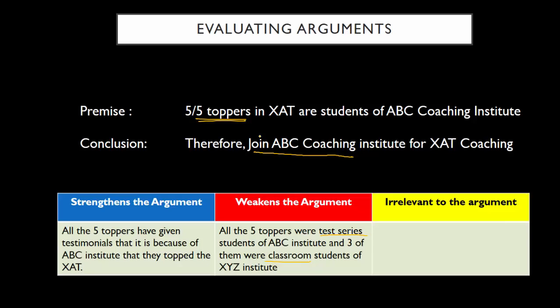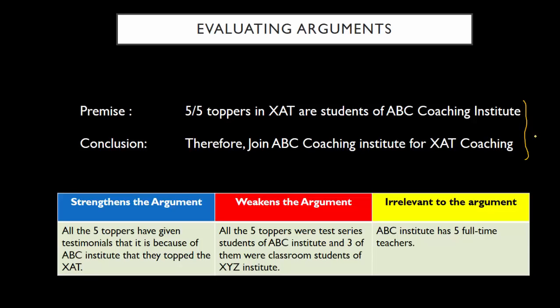It weakens the argument. A third is: ABC Institute has 5 full-time teachers. Even if that is true, that actually doesn't do anything to this particular argument. Neither support nor weaken the argument. Just a piece of information which I'll say is irrelevant to the argument.